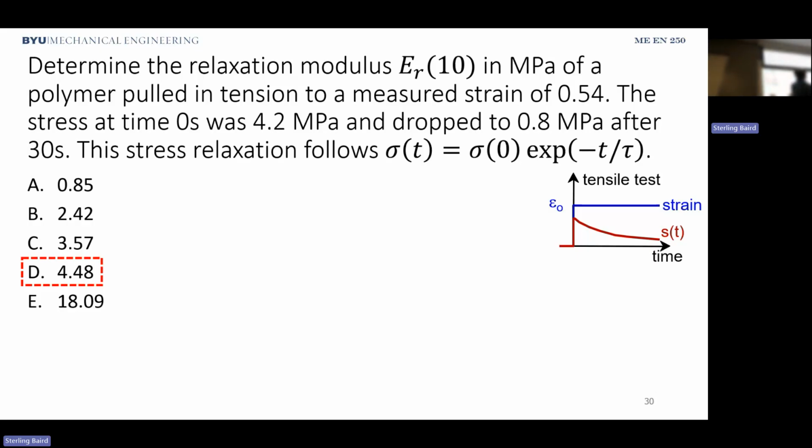Okay, and what was the stress right here? 2.416. And then you said we're going to divide that by 0.5. And that is what's giving us our 4.48 as the relaxation modulus. Okay, thank you.